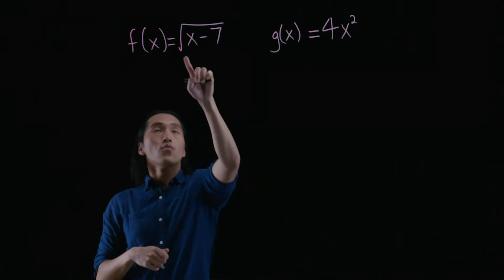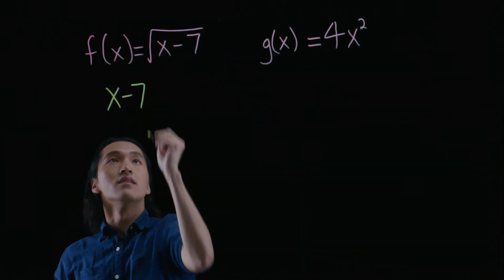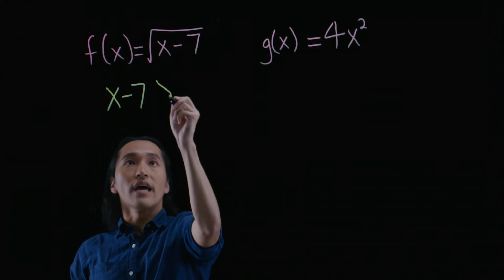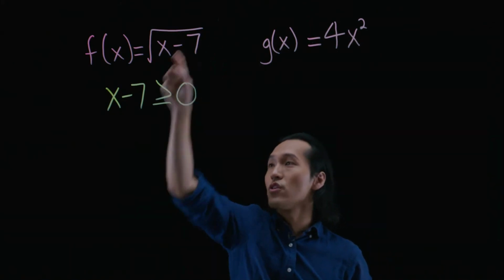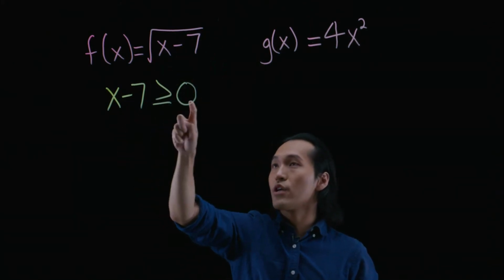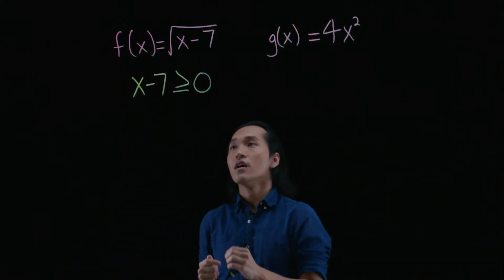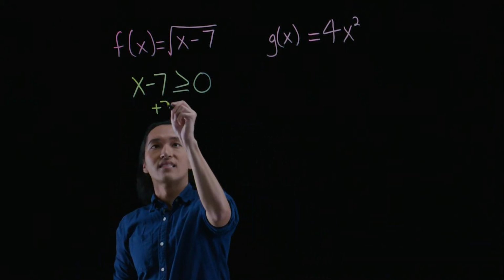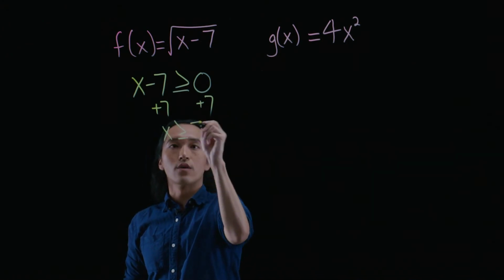And we don't want an imaginary number, we want real numbers. So what we can do is take this x minus 7 and set it to be greater than or equal to 0. What matters is that the whole thing cannot be negative. So to solve for this, we just add 7 to both sides, and we're left with x is greater than or equal to 7.